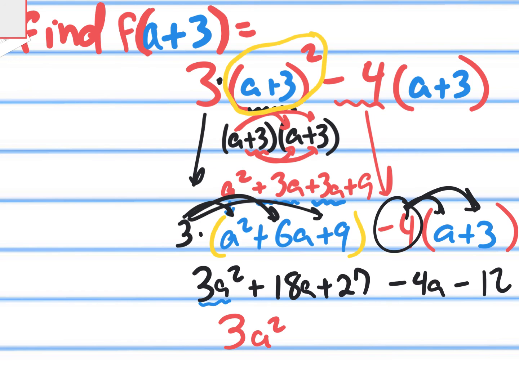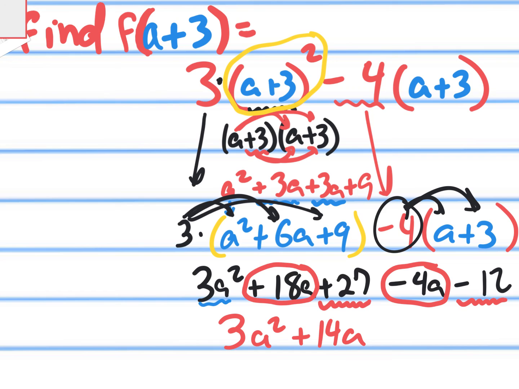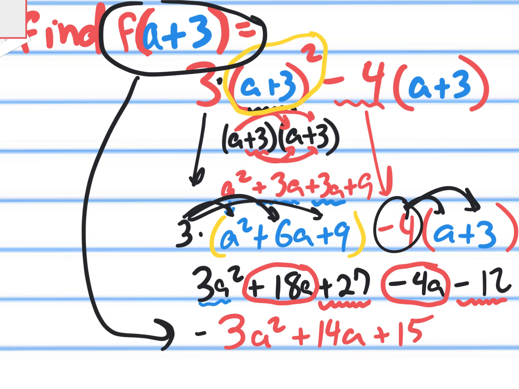But what could we combine? We could combine this 18a with this minus 4a. And what do we get? Positive 14a, okay? And last but not least, we have a positive 27 with the negative 12. What do we get? Positive 15, right? Yeah, positive 15. And ladies and gentlemen, that's it. What is f of a to the third? It's that answer, 3a squared plus 14a plus 15.